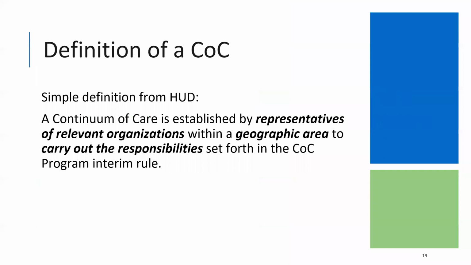So a simple definition of the CoC is this: a continuum of care is established by representatives of relevant organizations within a geographic area to carry out the responsibilities set forth in the CoC program interim rule. We're going to talk through all the pieces of that. So who are the representatives? What is the geographic area? And what are the responsibilities?